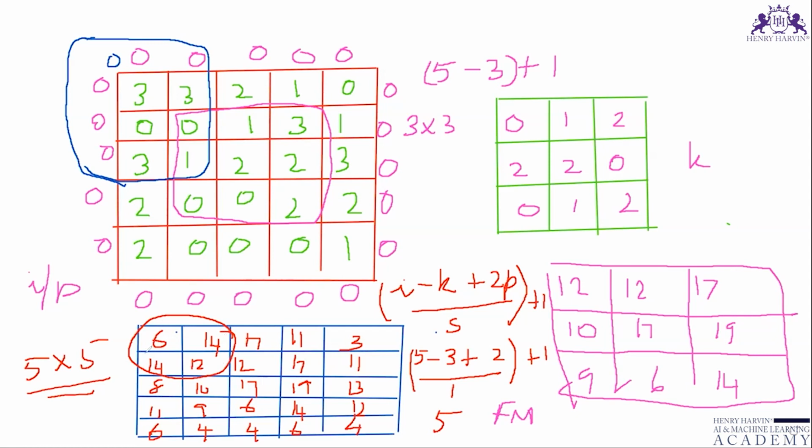Yes, 6 plus 14 plus 14 plus 12 divided by 4. 17 plus 11 plus 12 plus 17 divided by 4, right? So I think it is clear to you. So now we know how to get the feature map and how to do padding, right?